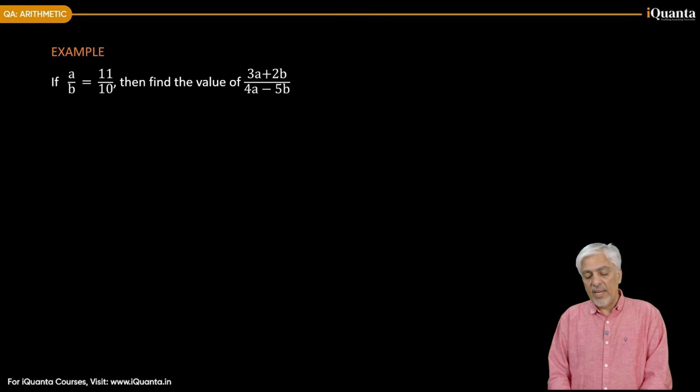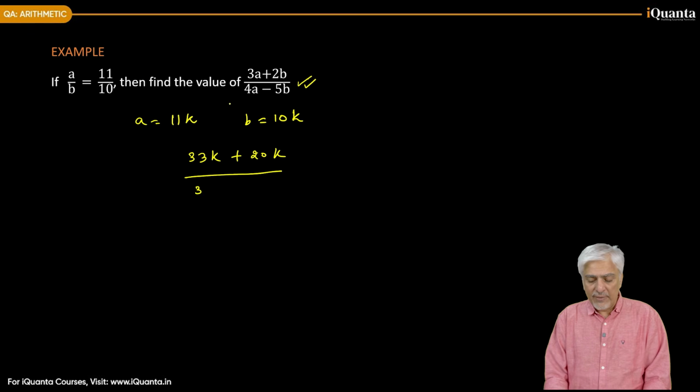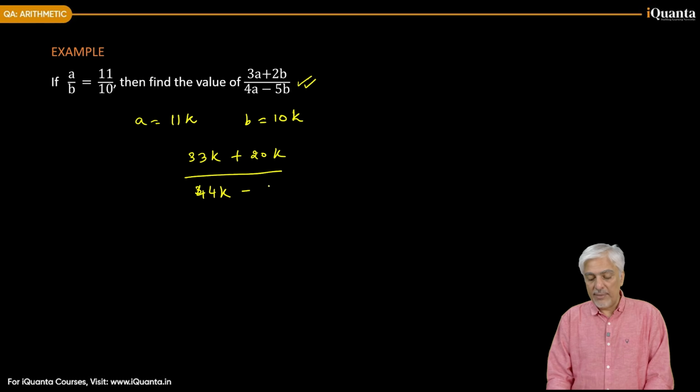Next, if a upon b is 11 upon 10, we want to find (3a plus 2b) upon (4a minus 5b). This time I cannot use componendo dividendo because I will not get the same thing. So hence over here, you should use the other method which I taught you. a can be taken as 11k and b can be taken as 10k. So it will become 3 into 11, 33k plus 2 into 10 will become 20k, upon 4 11s are 44k minus 5b will become negative 50k.